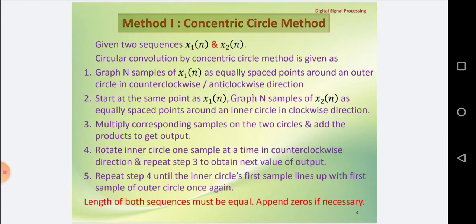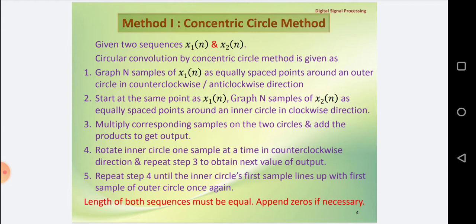Circular convolution by the concentric circle method is given as follows. Step 1, graph n samples of x1 of n as equally spaced points around an outer circle in counterclockwise or anti-clockwise direction. Step 2, start at the same point as x1 of n, graph n samples of x2 of n as equally spaced points around an inner circle but in clockwise direction. Step 3, multiply corresponding samples on the two circles and add the products to get the output.